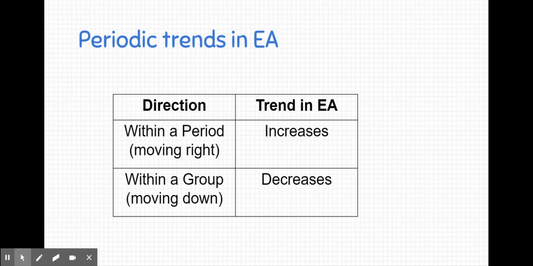Okay, let's now look at the two trends. Moving to the right in the period, across the periodic table, the electron affinity increases. Atoms progressively get stronger and stronger electron affinities. Moving down within a group, the electron affinity decreases. Their values get smaller and smaller as you move down. So let's now take a look at an example.